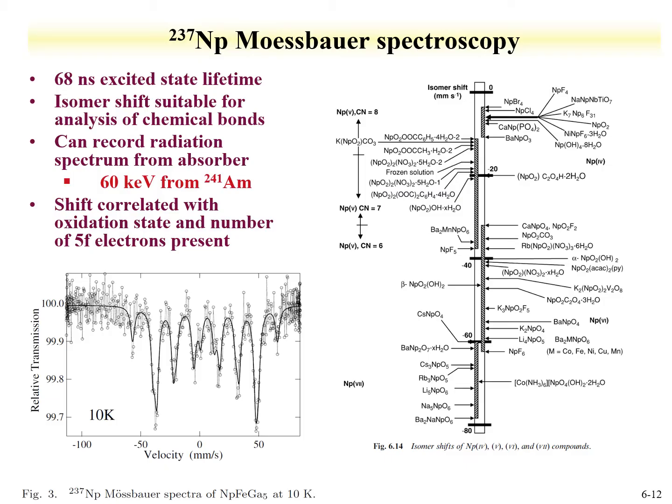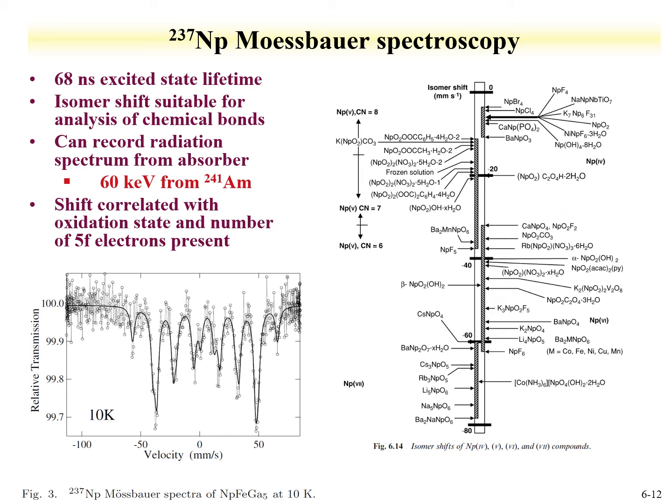Moessbauer spectra can also be collected for other elements. Here's an example for neptunium. Here's an example of all the chemical shifts. So if you could record the chemical shifts, you could see what oxidation state and chemical form of neptunium responds to those chemical shifts. So you could get information about coordination number, oxidation state, and chemical form.